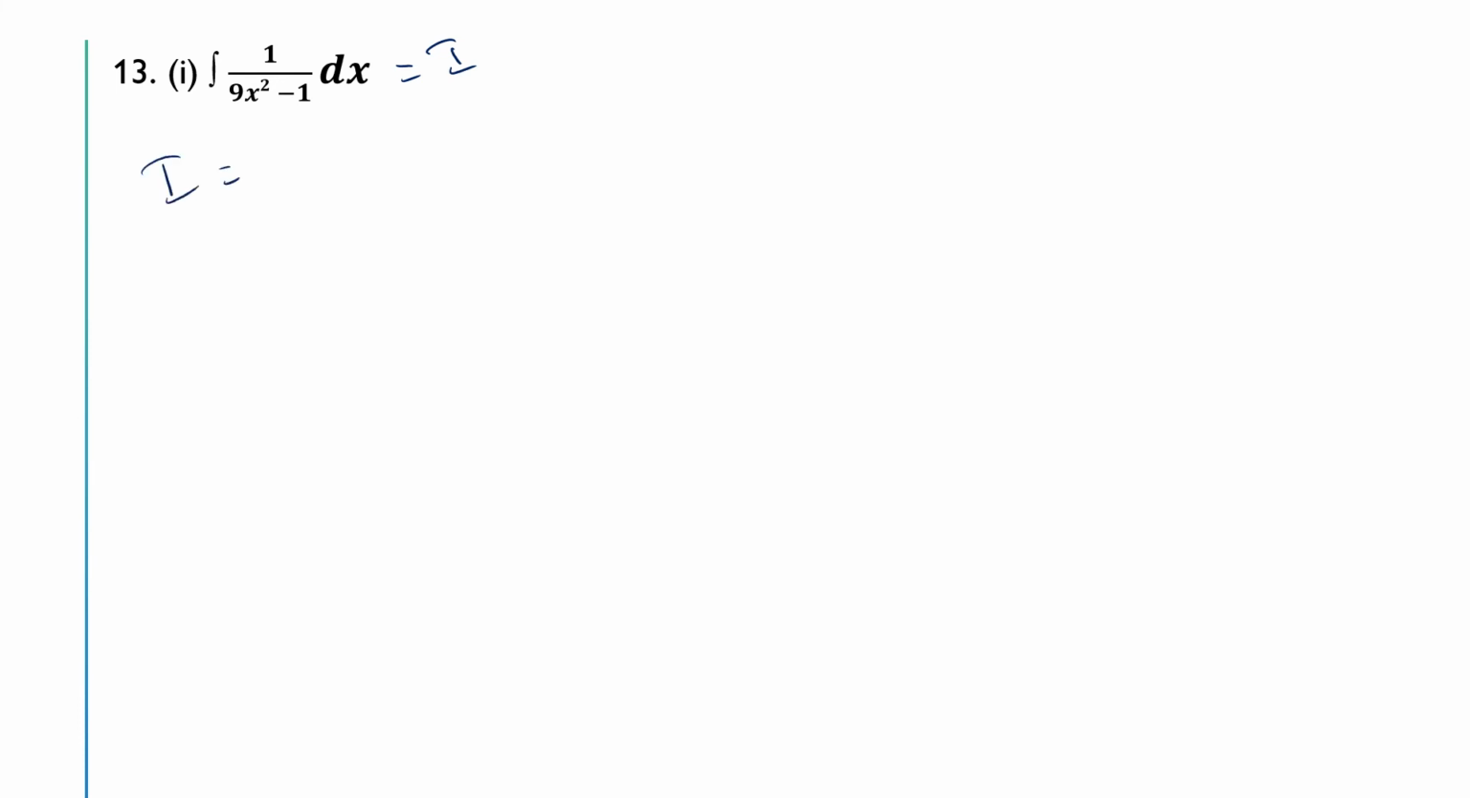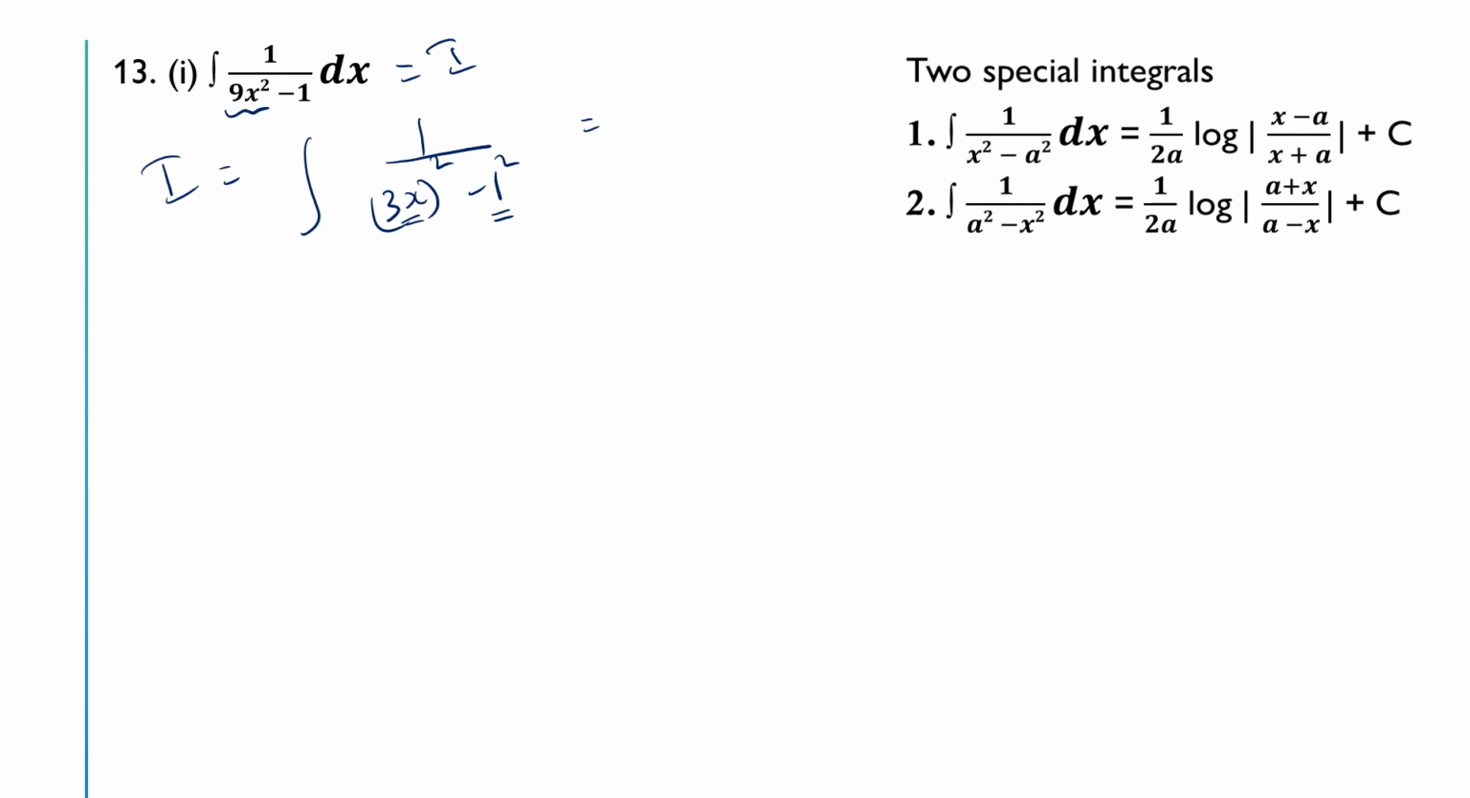So the given integral can be written as integral 1 by 9x square minus 1, we can write it as 3x the whole square minus 1 square. So here in place of x we have 3x and in place of a we have 1. So it is of the form integral 1 by x square minus a square dx, the first one only.